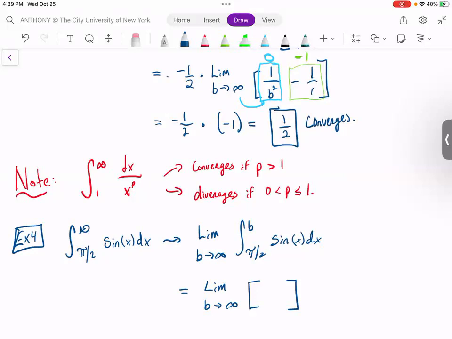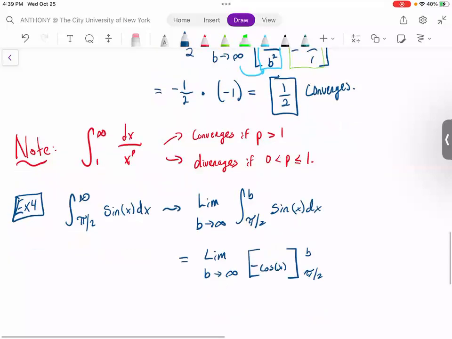Say it again? Yes, negative cosine. You got it. So it's negative cosine of x from pi over 2 to b. Now, the negative, you could have pulled it out of the integral. Sorry, not of the integral, but you can pull it out of the limit. It doesn't really affect us here at the moment.